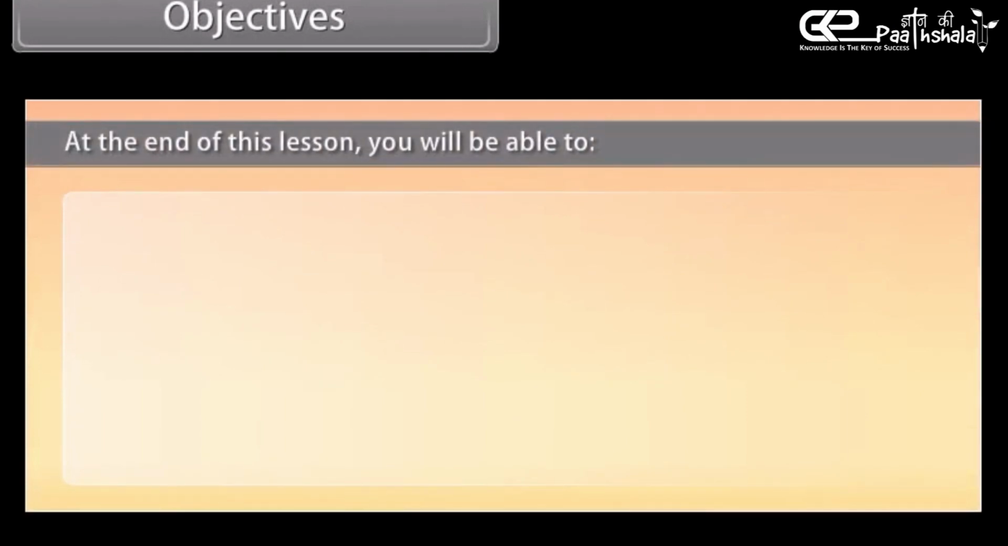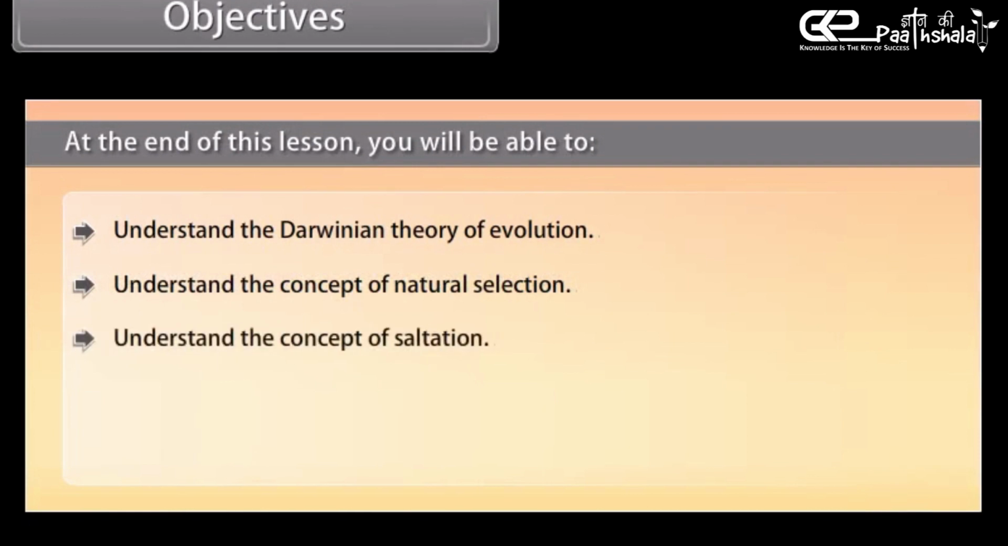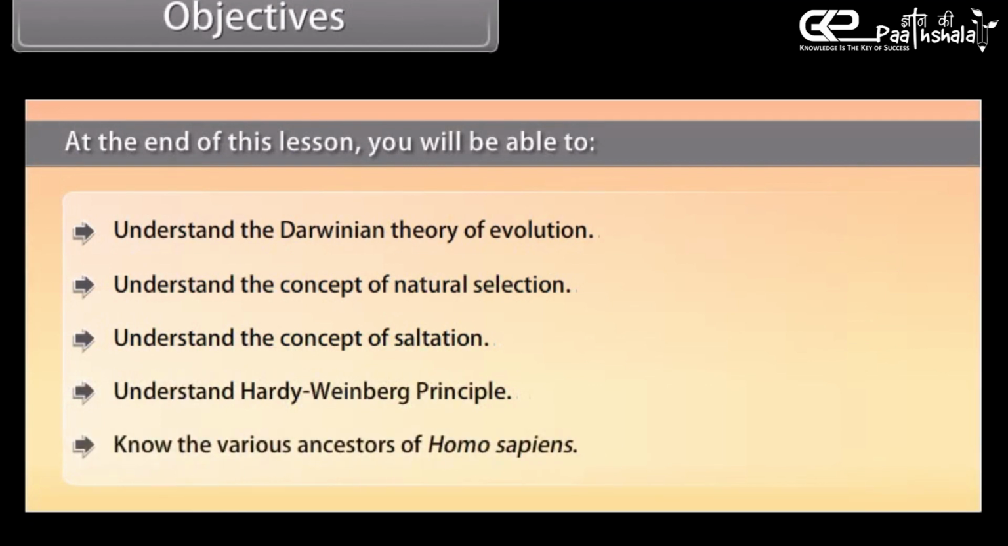Objectives. At the end of this lesson, you will be able to understand the Darwinian theory of evolution, understand the concept of natural selection, understand the concept of saltation, understand Hardy-Weinberg principle, know the various ancestors of Homo sapiens.